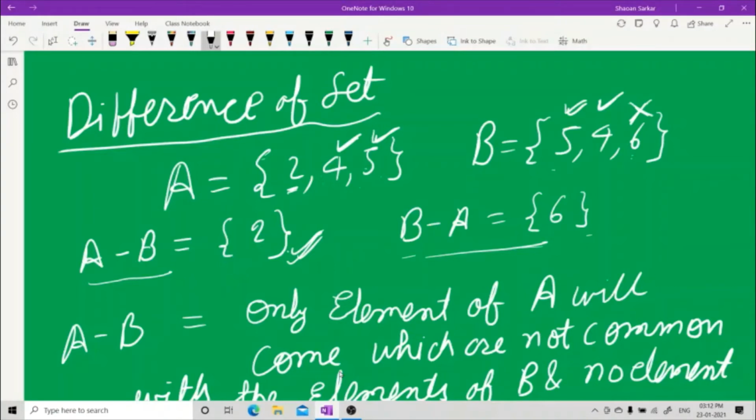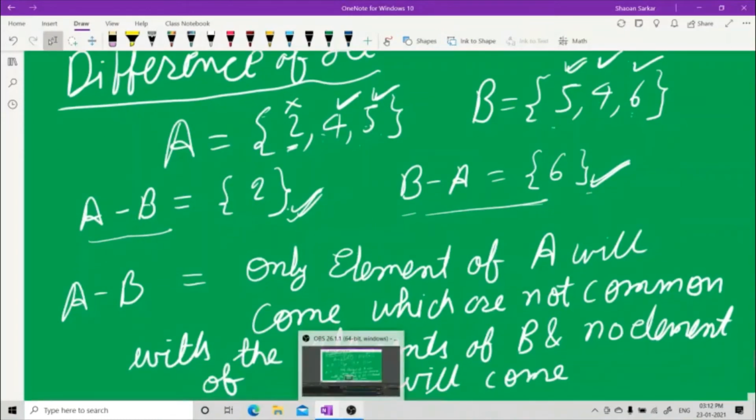Similarly, B minus A. B minus A में देखो, you have 4 and 5 common in both of them. Now you will not write the element of A, but you will write the element of B. मतलब 5 और 4 दोनों में कॉमन है. A का कोई भी अनकॉमन एलिमेंट नहीं लिखना है और सिर्फ B का एलिमेंट लिखना है. इसलिए C मिला, 6 मिला है. So you got 6.